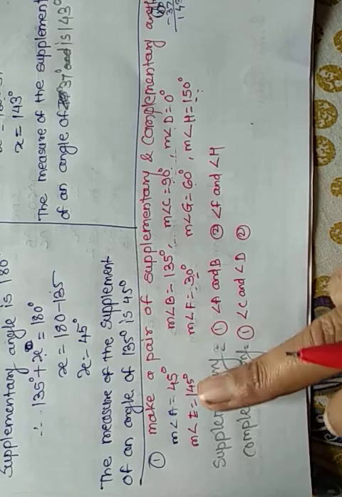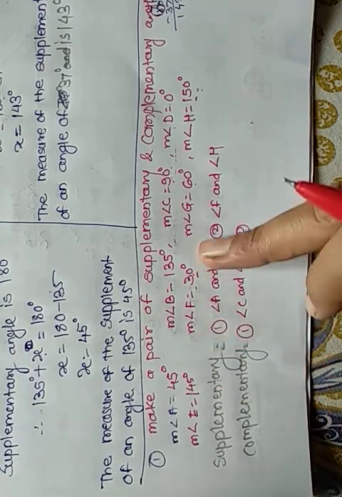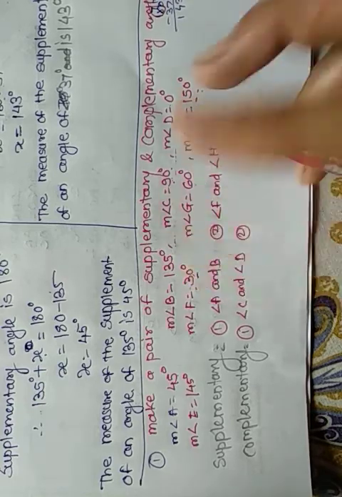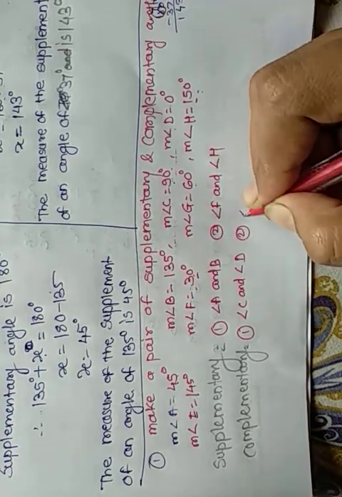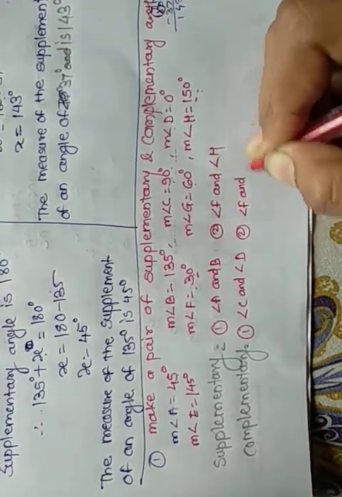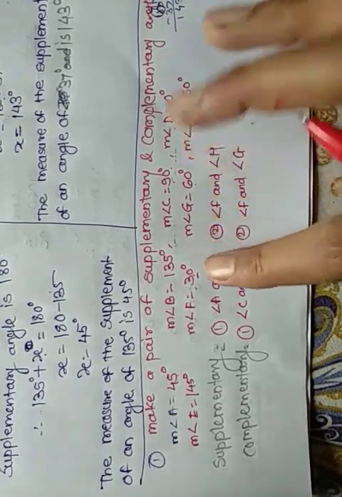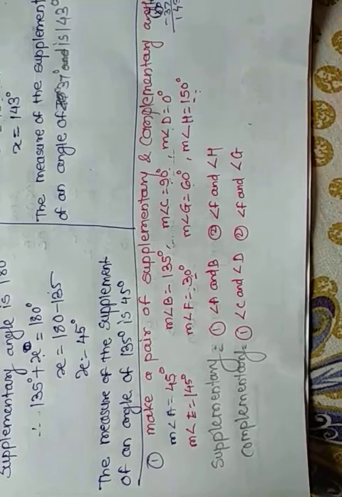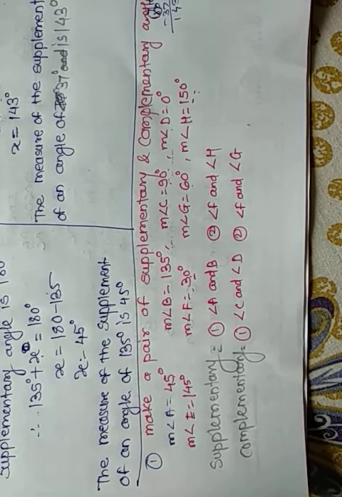See the second one. 30 plus 60. 30 plus 60 is 90. So here angle F and angle G. These both are complementary angles because the sum of F and G, 60 plus 30, is 90 degrees.